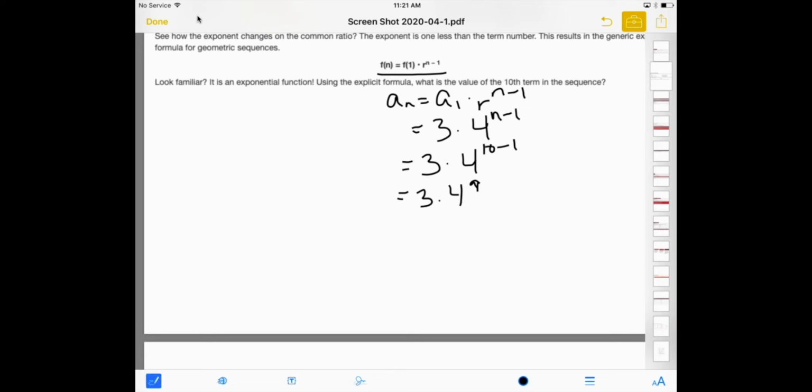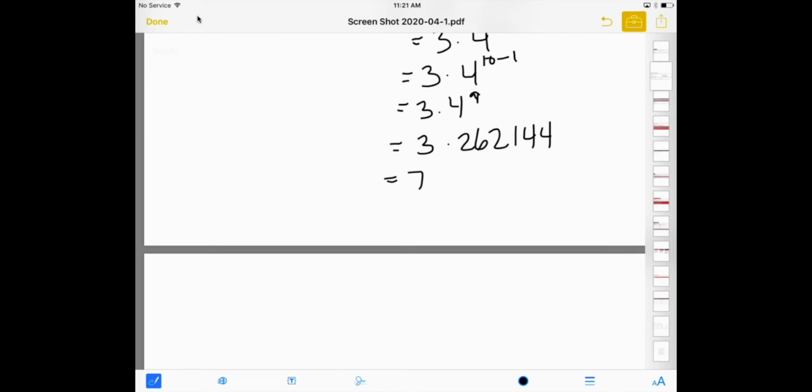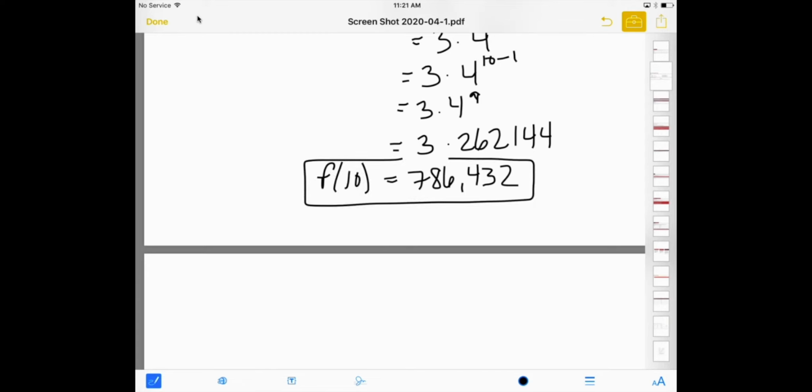And don't forget when you're solving to follow your order of operations, so you want to do 4 to the 9th first. In this case, it's going to be a pretty large number, 262,144. After I do the exponent, then I want to multiply by 3, and just bear with me, I get 786,432. So the 10th term in this sequence is that number there. Definitely a larger number than what we got in the arithmetic because we are using an exponent, so our numbers are getting a lot larger.